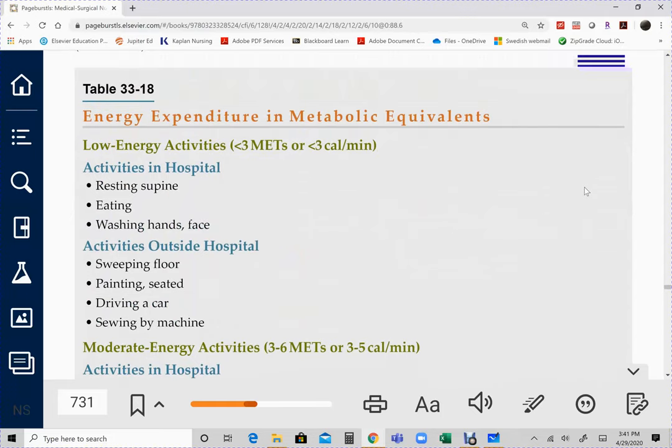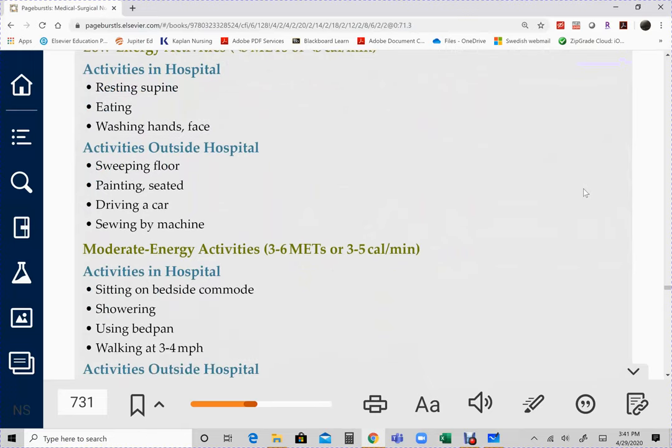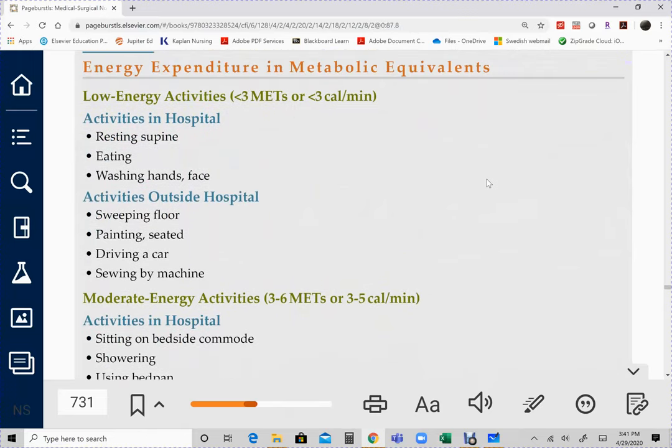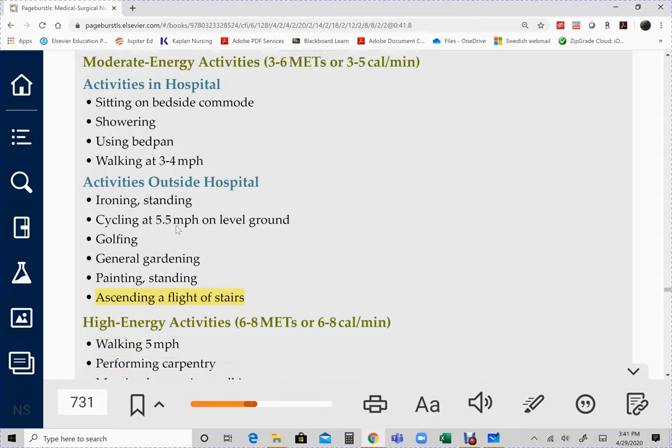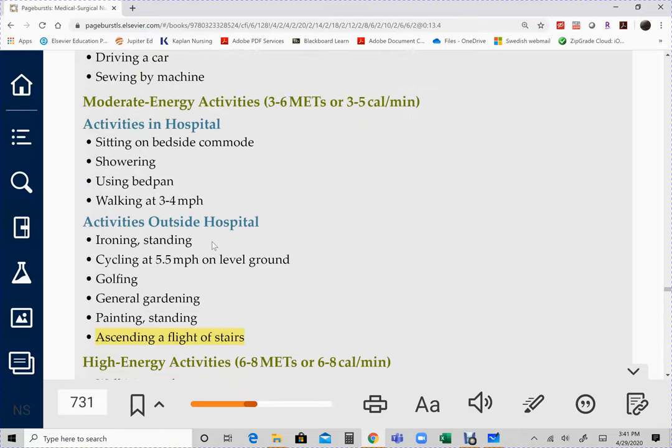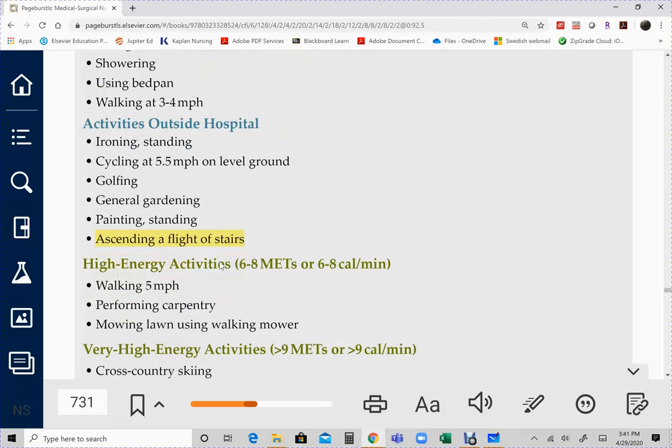Just eyeball this. I really don't test this in particular, but you need to know what the activities entail. So typically we have them resume sex if they can tolerate moderate energy activities now. Okay. Of course they can expect to return to sexual activity, but of course this will mean they can't do that at the same level anymore.